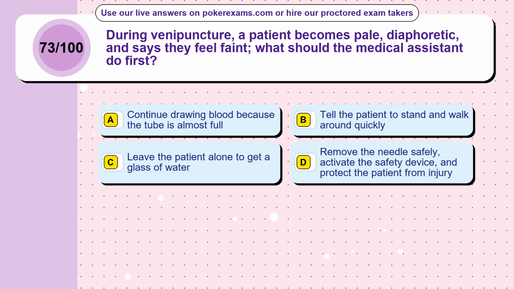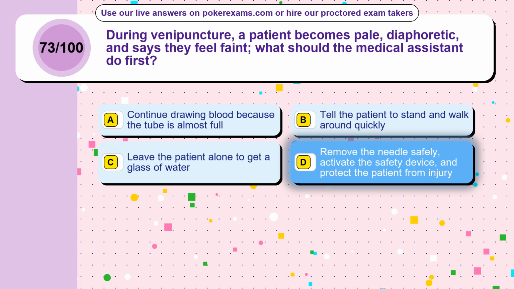Question 73. During venipuncture, a patient becomes pale, diaphoretic, and says they feel faint. What should the medical assistant do first? Option A, continue drawing blood because the tube is almost full. Option B, tell the patient to stand and walk around quickly. Option C, leave the patient alone to get a glass of water. Option D, remove the needle safely, activate the safety device, and protect the patient from injury. The correct answer is option D.